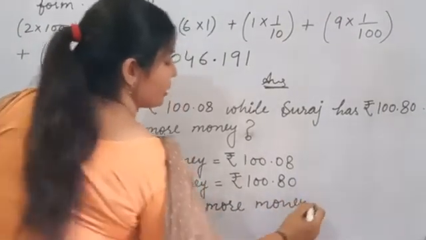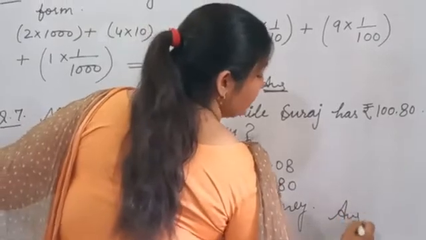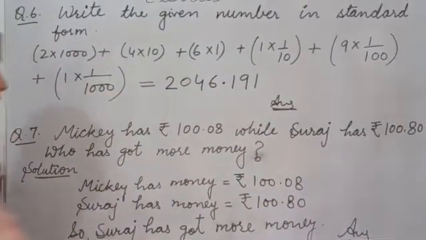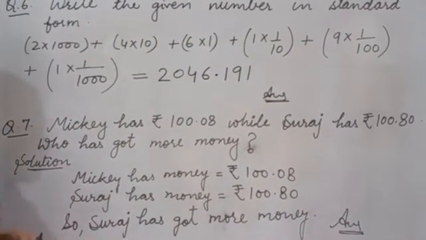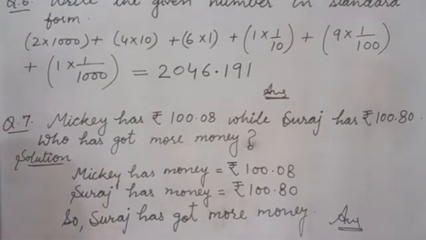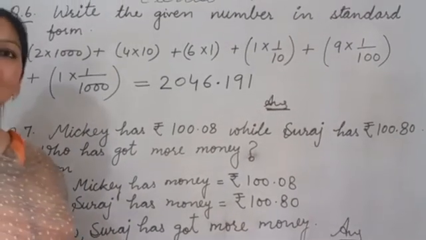That's your answer. So Suraj has got more money. That's your answer. So like this you will complete your exercise. Thank you.